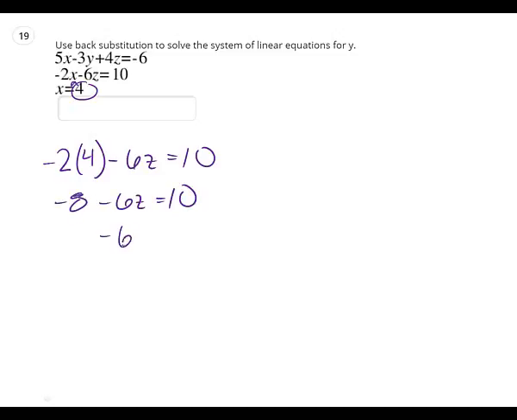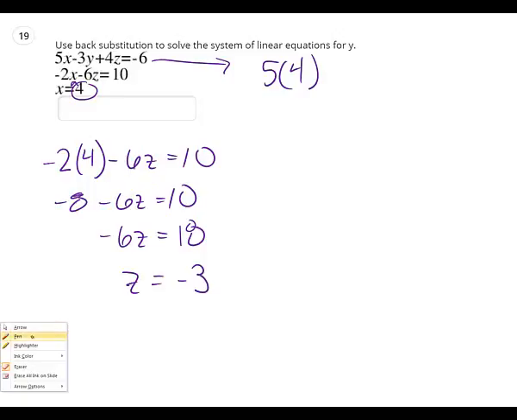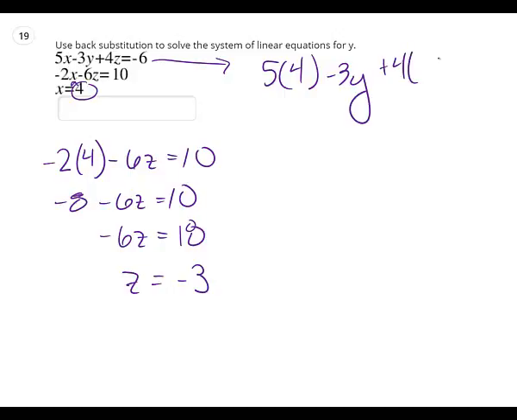What am I going to do now? Add 8 to the other side. And what do you get? 18. Divide by negative 6, you get negative 3. So I'm going to go into this top one now, and I'm going to plug in my x and my z. So 5, what am I putting in for x? 4. 4 minus, not plus, 3y plus 4. What's your z? Negative 3 equals negative 6.